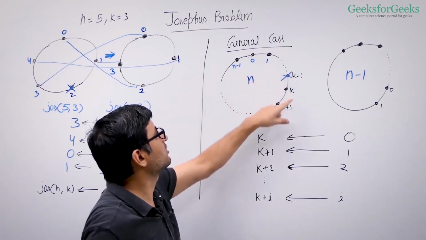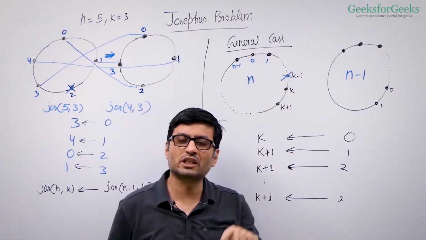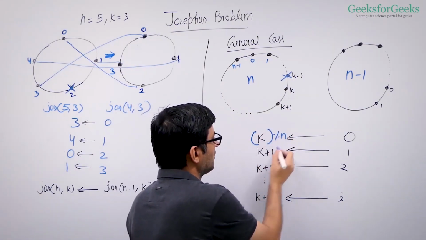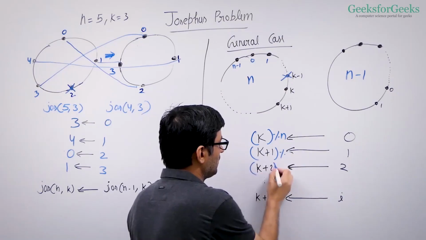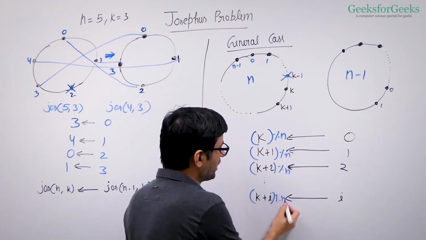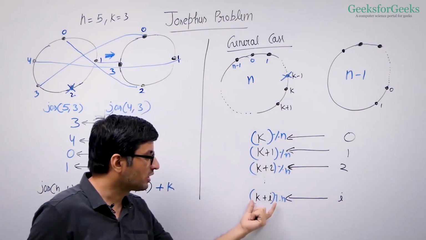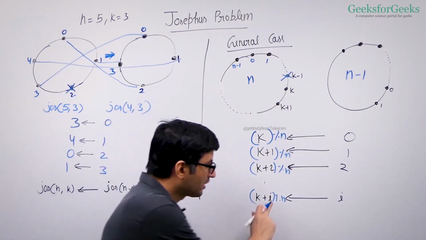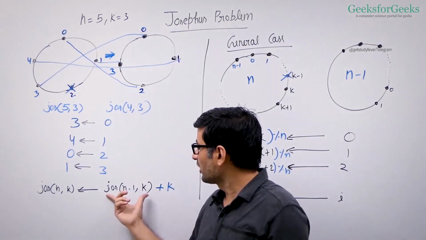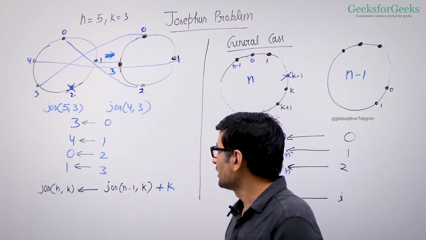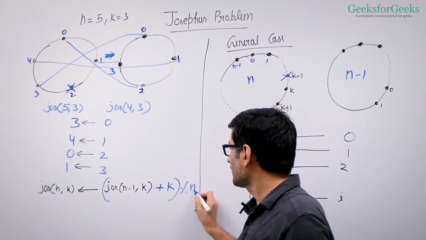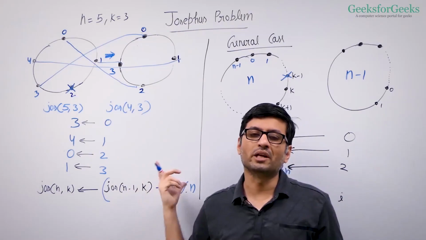You want the numbers from 0 to n minus 1, and your numbers are shifted by k. So what do you do? You do modulo n. So these are the positions that you want to return. So if your recursive call returns i, you need to return k plus i modulo n, right? k plus i modulo n is what you need to return. If your recursive call returns the answer for n minus 1, you need to return that plus k modulo n, right? That's what you need to return in the main function.